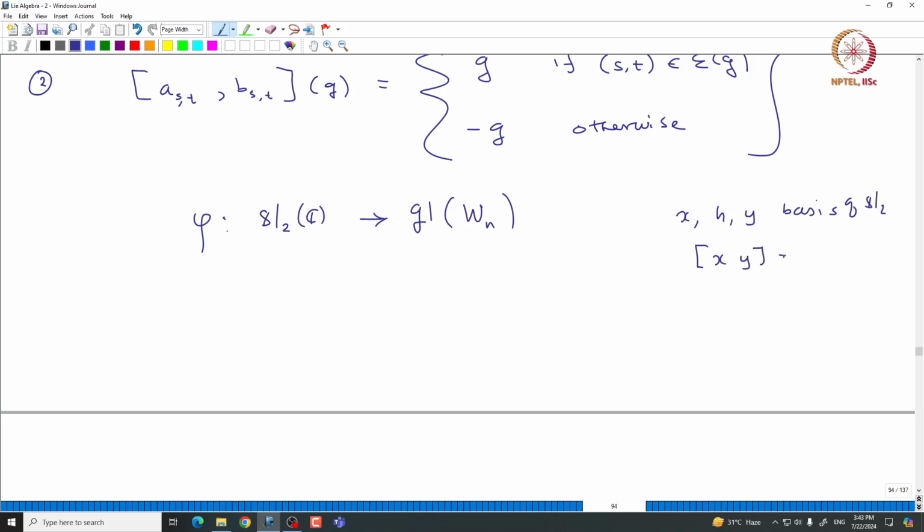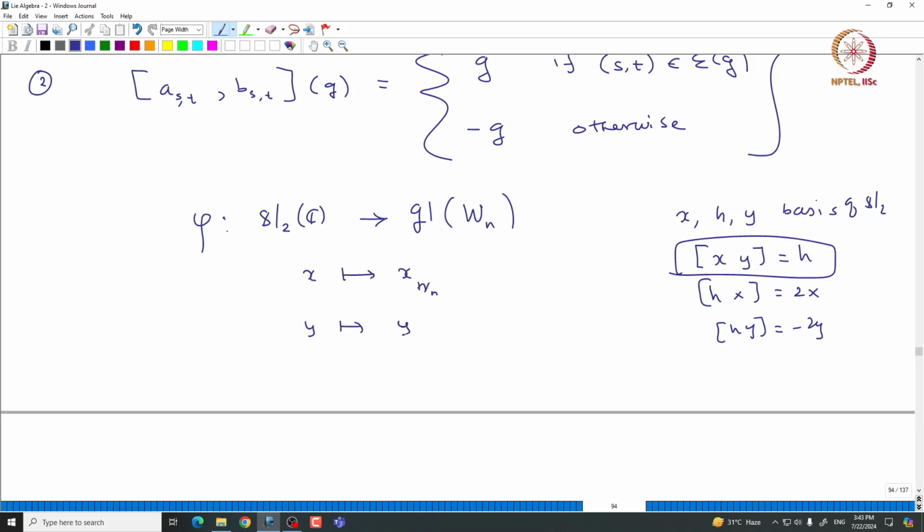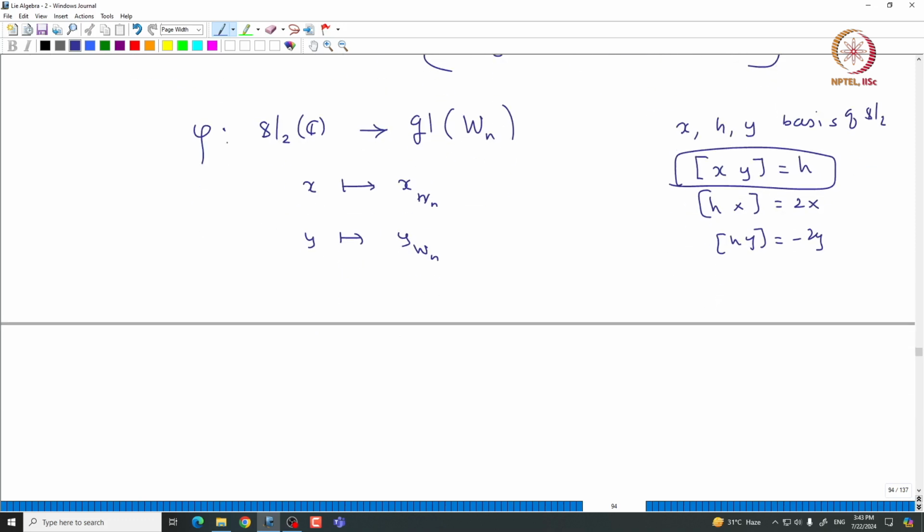So, recall X, H, Y is the basis of sl2 and they satisfy these commutator relations. In particular, the bracket [X,Y] must always be H, and [H,X] is nothing but 2X and [H,Y] is minus 2Y. Now, using this relation one can easily see that to define H, it is enough to define X and Y. As an algebra, sl2 is generated by X and Y. So, it is enough to define what is X and what is Y. So, that is what we are going to do. We are going to define X_Wn and then Y_Wn, and then one can extend it, not a problem. Basically the commutator of that is going to be H_Wn.